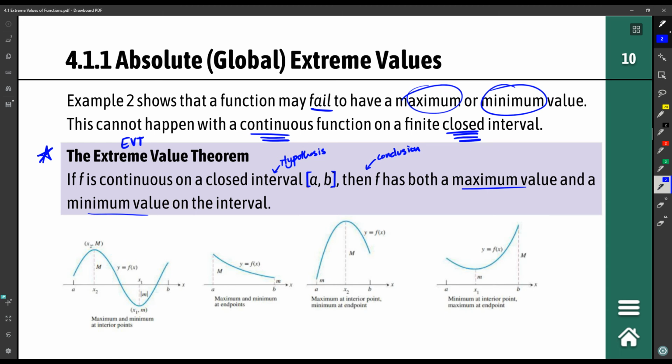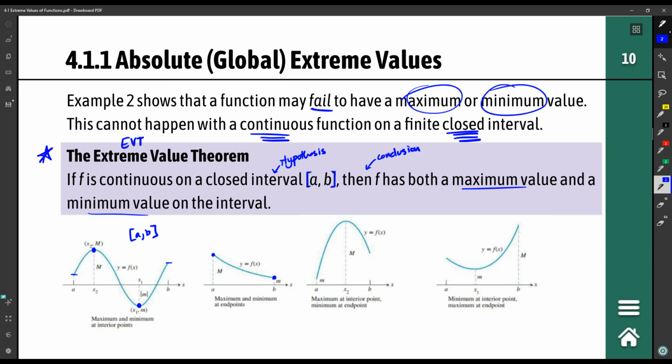And we can see here down below the 4 different graphs that each of these functions are continuous on closed intervals from a to b. And we see that the maximum and minimum value can occur in a couple different places. They can be at interior points. Here in the first example, there's the maximum, here's the minimum. The left endpoint and the right endpoint are not absolute maximums or absolute minimums. On the second graph here, we have an absolute maximum at the left endpoint and an absolute minimum at the right endpoint, but there are no absolute maxes or mins at interior points inside the interval.